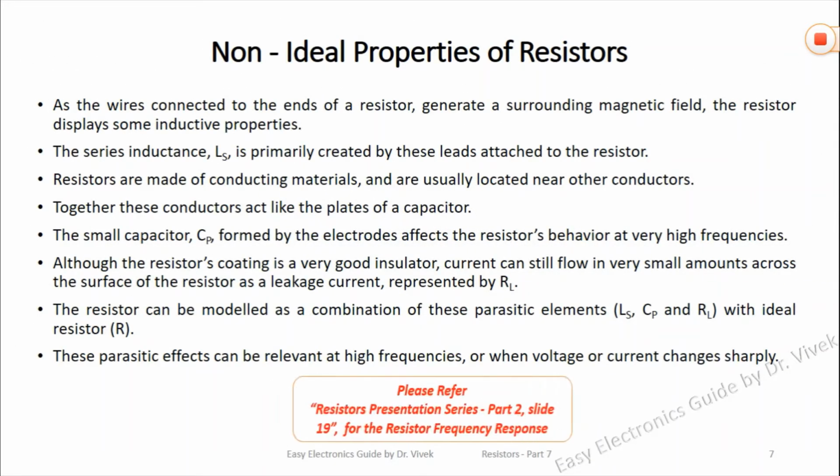As the wires connected to the ends of a resistor generate a surrounding magnetic field, the resistor displays some inductive properties. Resistors are made of conducting materials and are usually located near other conductors. Together, these conductors act like the plates of a capacitor. Although the resistor's coating is a very good insulator, current can still flow in very small amounts across the surface of the resistor as a leakage current. This leakage resistance is represented by a parallel resistor. So the resistor can be modeled as a combination of these parasitic elements with ideal resistor.